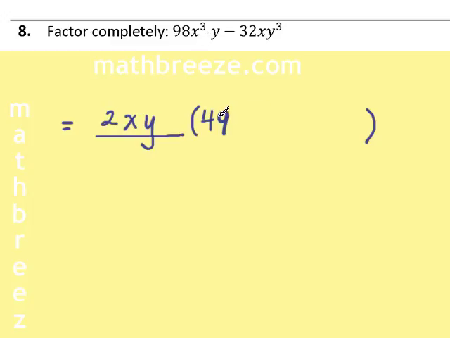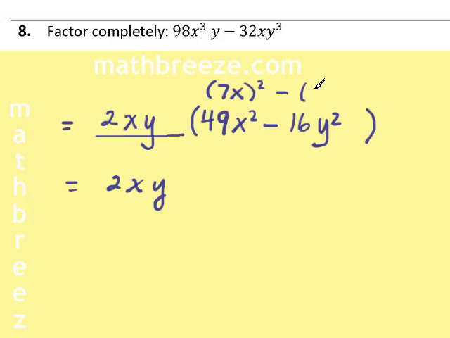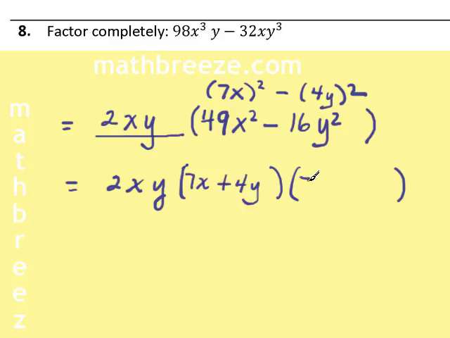X cubed, pull out x, and we're left with x squared. Y came out. 32, pull out 2. We're left with 16. X is out, and we pulled out y from y cubed, and we're left with y squared. Both are perfect squares. Let me just write on top. This is 7x squared, and this is 4y squared. So let's factor now. Difference of 2 squares, and we have 7x plus 4y, 7x minus 4y.